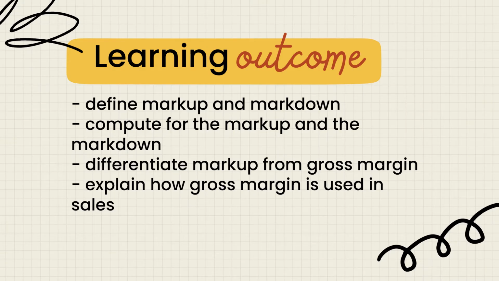So first, let's define what our learning outcomes are. What do we need to accomplish by the end of the lesson? First, we need to define what a markup and a markdown is. We should be able to compute for the markup and the markdown. We should be able to differentiate what a markup is from a gross margin. And lastly, we need to be able to explain how gross margin is used in the sales. So let's start our lesson.